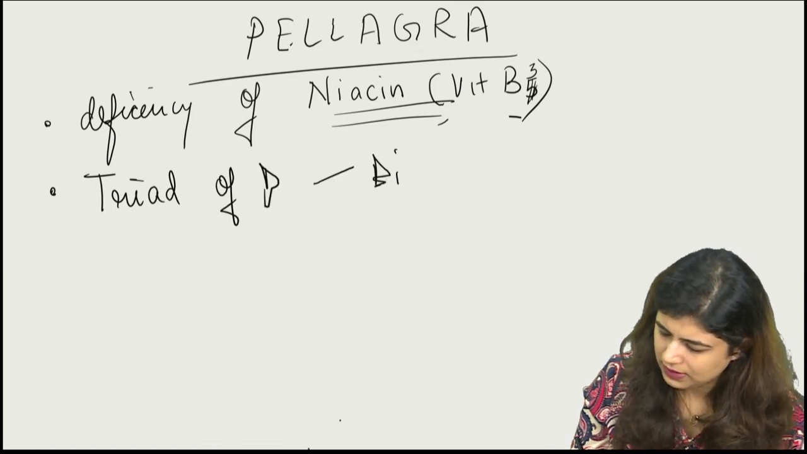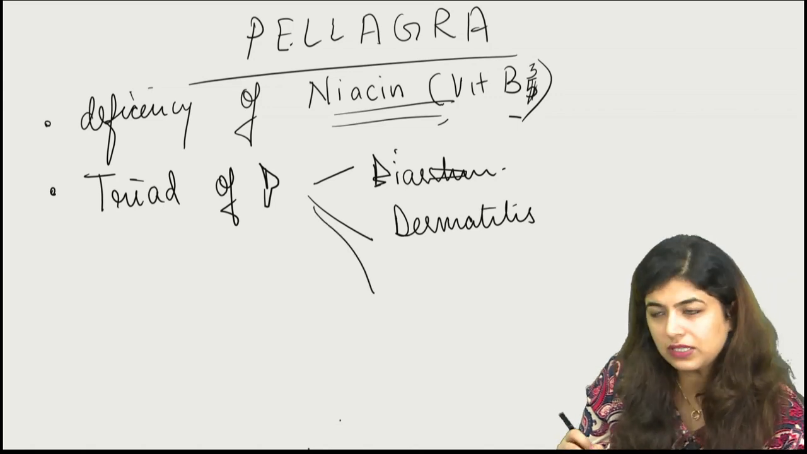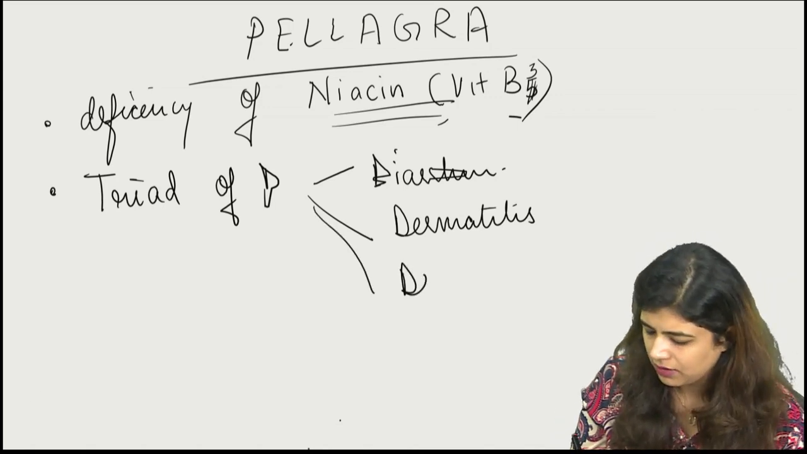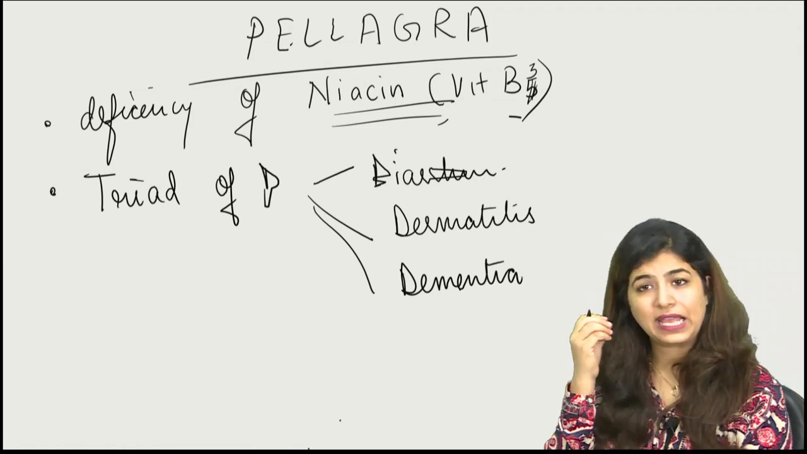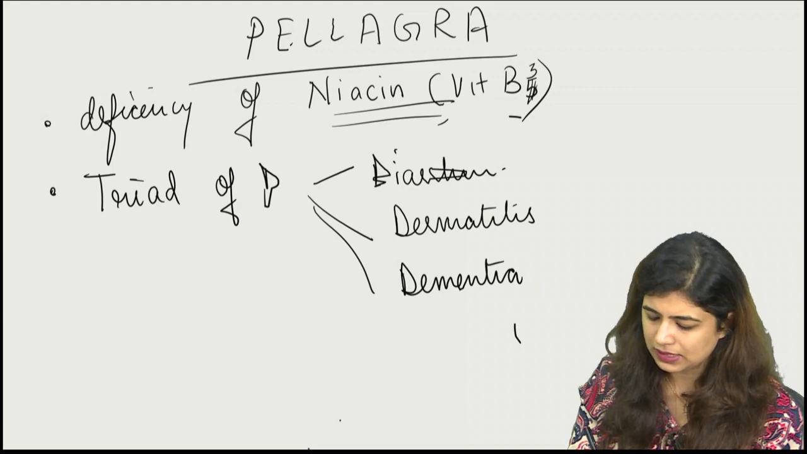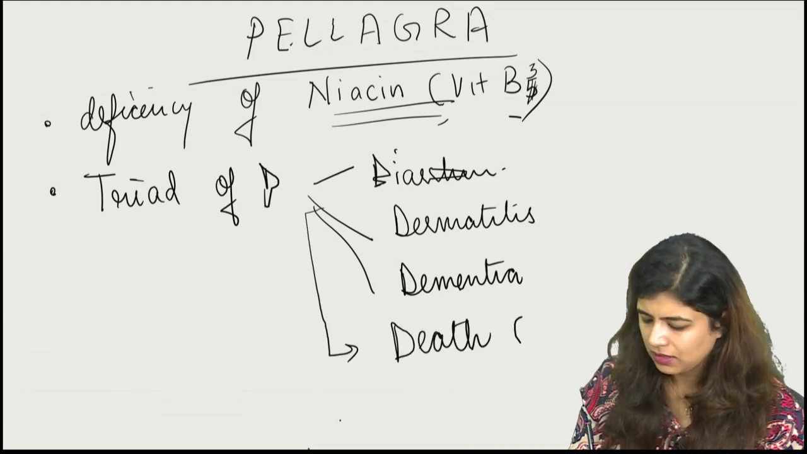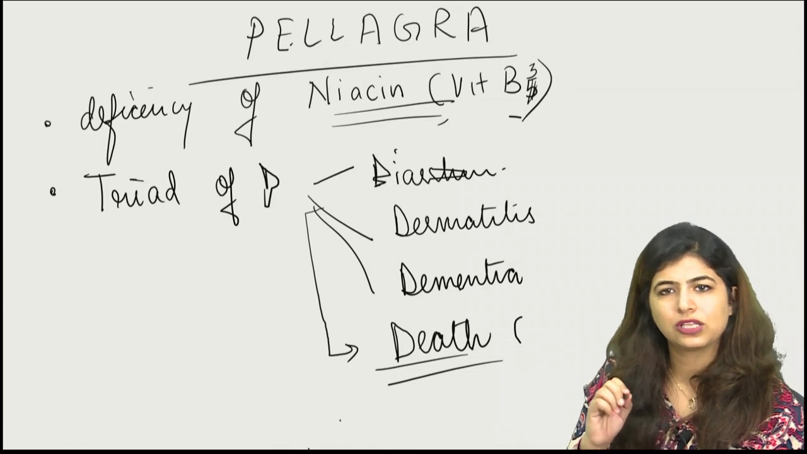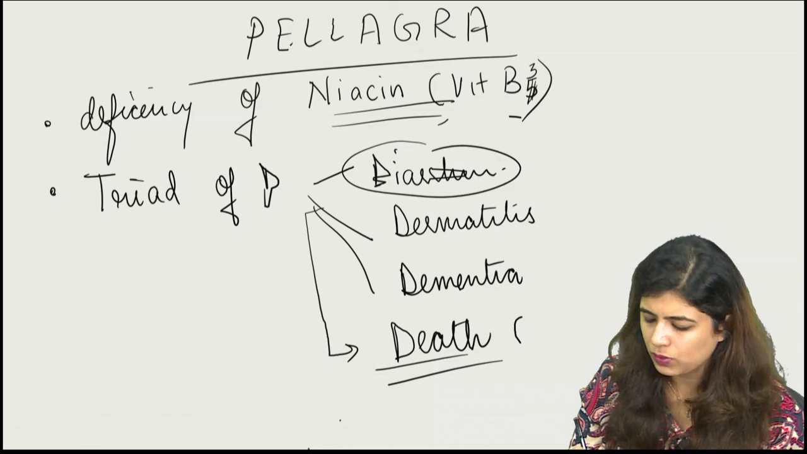Number one is diarrhea. Number two is dermatitis. And if the disease remains uncorrected, the last thing to happen is dementia. And even then, if you don't correct the disease, the fourth D I add to this is death. This would ultimately lead to death of the patient if it is uncorrected.